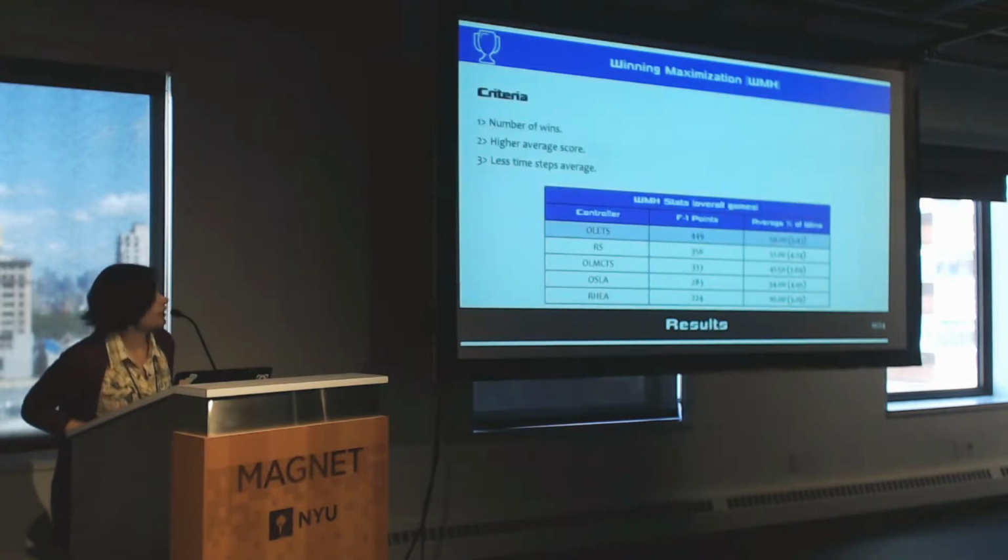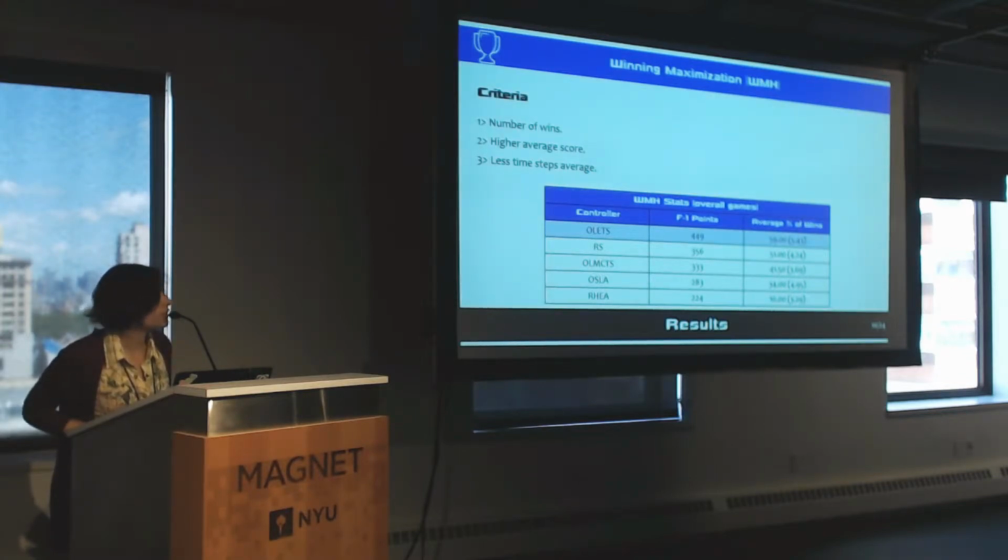These are the rankings. In this table, I display the order of the controllers by the points after the results, and in the other column, the average percentage of wins, which is some criteria, some stats that we thought it was important to check for each of the heuristics as well.